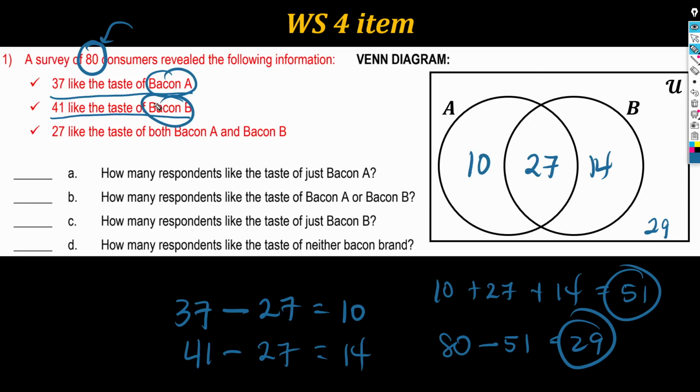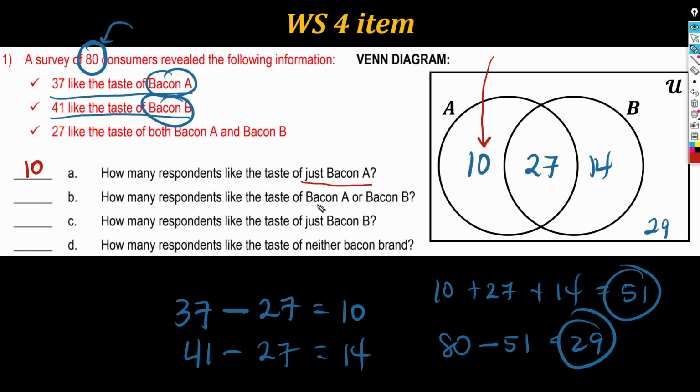And now, answering these questions is much easier. Now, number one. Question A. How many respondents like the taste of just bacon A? Just bacon A, ha? Ang dali na nito. Sir, ito lang yun. 10 lang. Just A. I should not include 27 because the 27 also like B. So my answer here is 10.